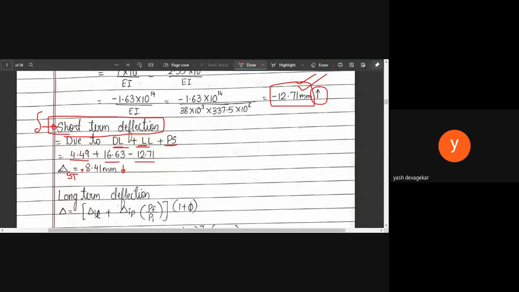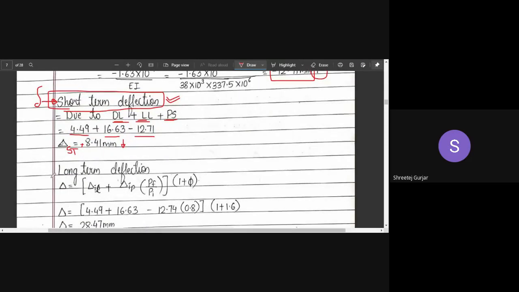Okay. So we are done with short-term deflection, and then moving on to long-term deflection. Long-term deflection is very easy. You have to just substitute in the formula that is written over here. So long-term deflection, I'll write as delta LT. Total long-term deflection is due to these loads: dead load plus live load. Deflection due to dead load plus deflection due to live load plus deflection due to pre-stressing force. So that is what is written over here.